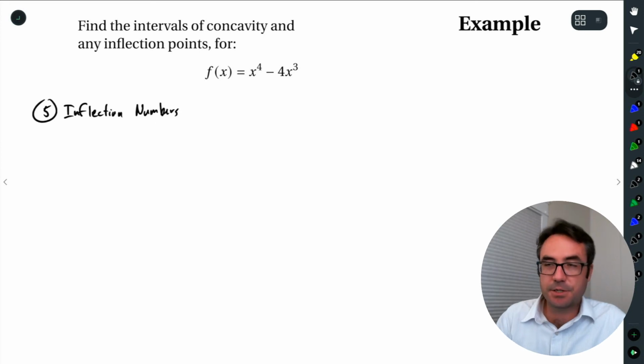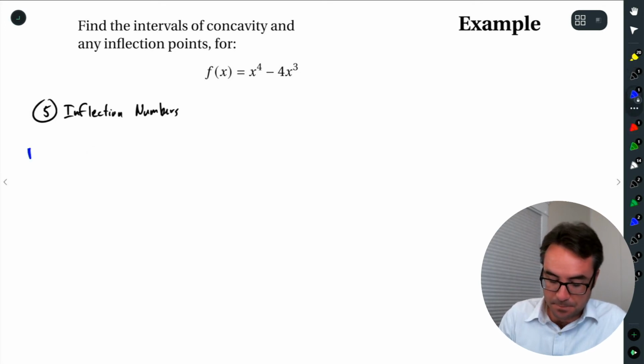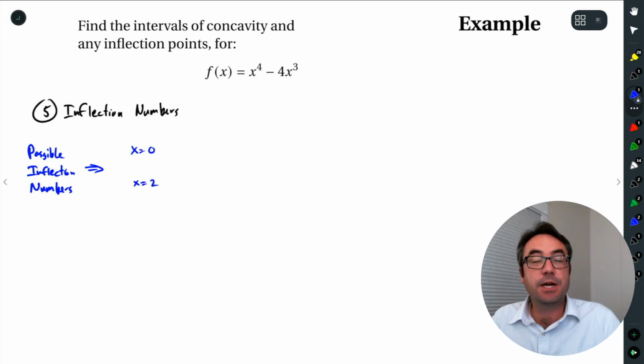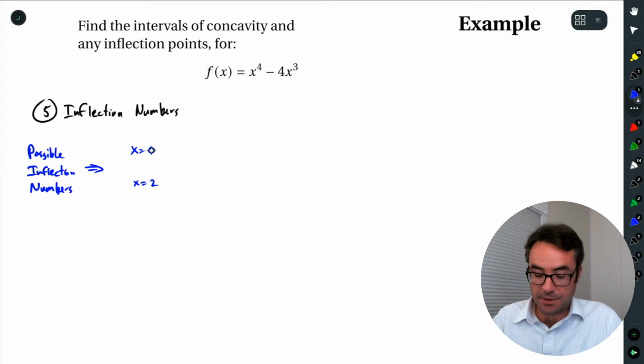All right, so our inflection numbers. Well, what were our possible inflection numbers? Well, we found these. These were x equals 0 and x equals 2. And now we need to check a few more things for each of these. We need to go through and check, is 0 in the domain of our original function? Is x equals 2 in the domain of our original function?